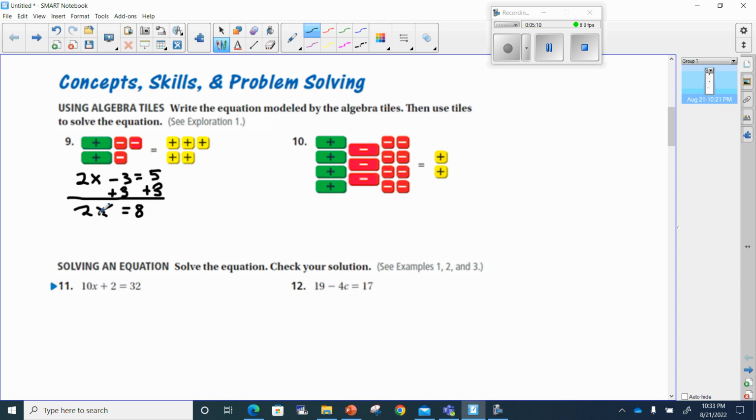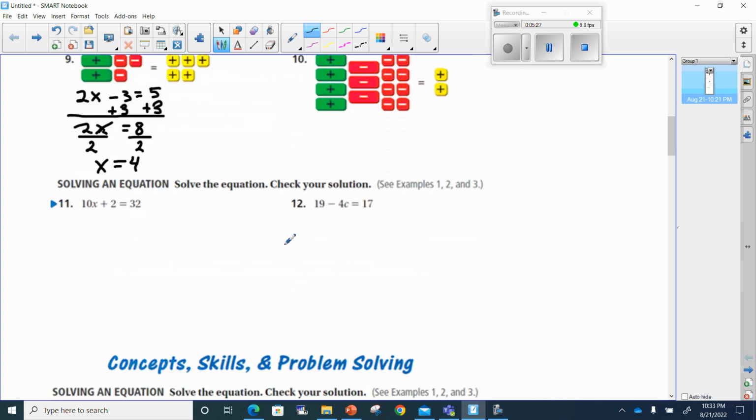Now I've got to find out what x is. So I'm going to divide 2 away from 2x. 2 over 2 is 1, so now I have 1x left over. Whatever I divide from one side, divide from the other. 8 divided by 2 is 4. So x is 4. Let's go ahead and move down to number 11.